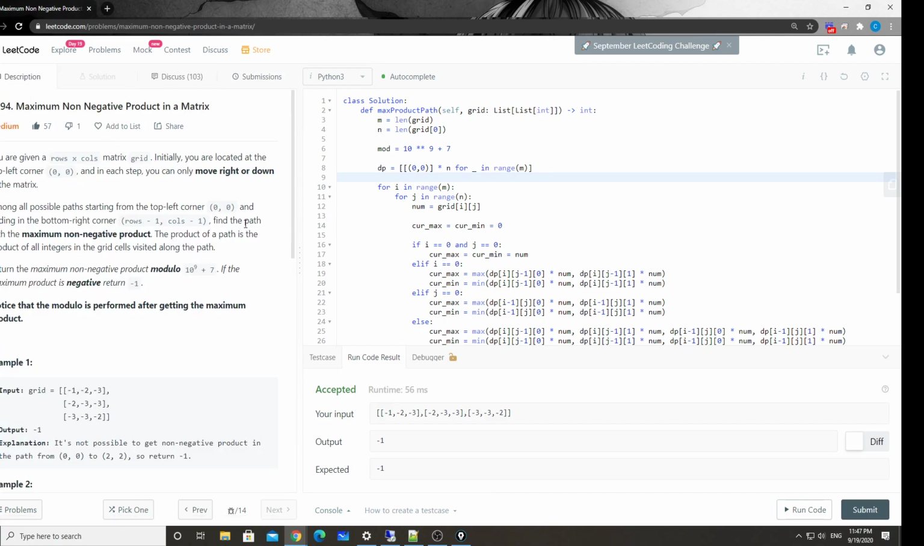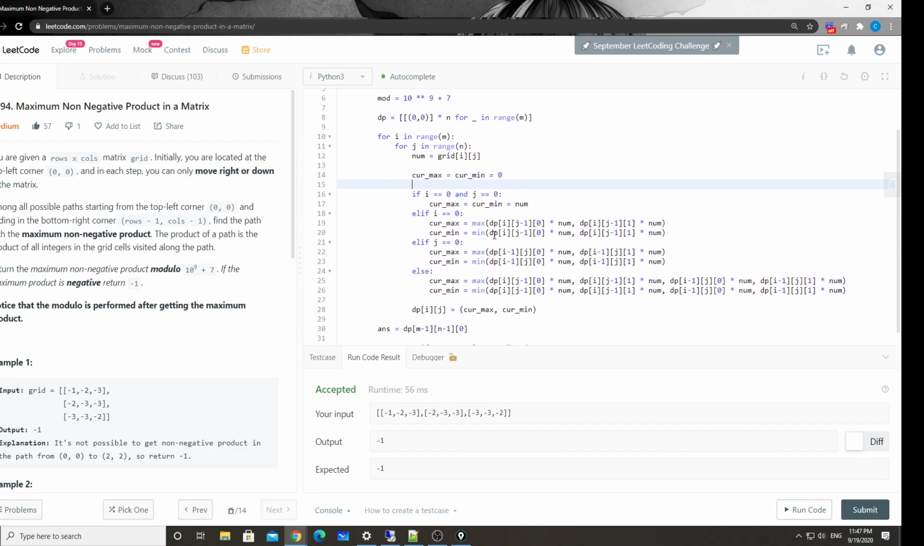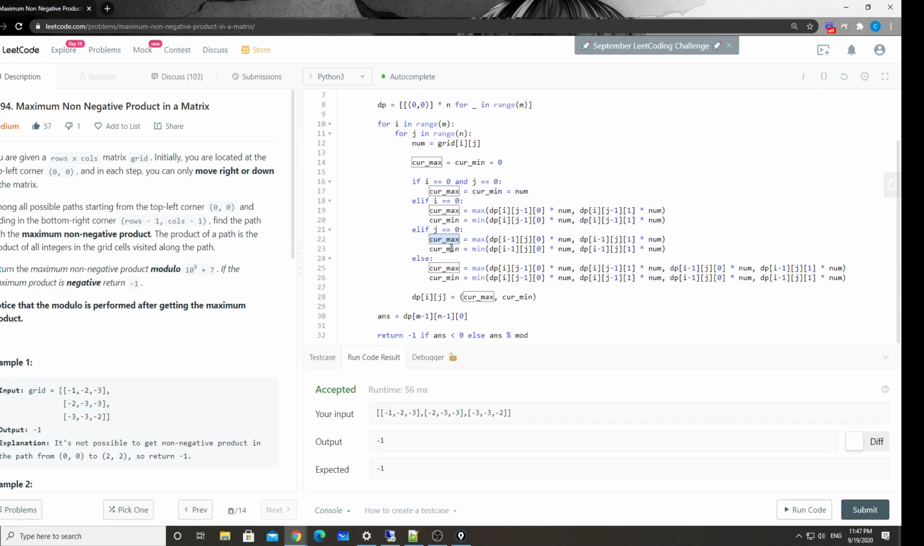I think it's an interesting DP problem. Next time when you see a problem that asks you to find the maximum product among negative or positive numbers, the first thing you need to know is that you need to maintain two values. For each state here, you need to maintain the maximum value and the minimum value, so that later on you can use them to get the new minimum and max values.